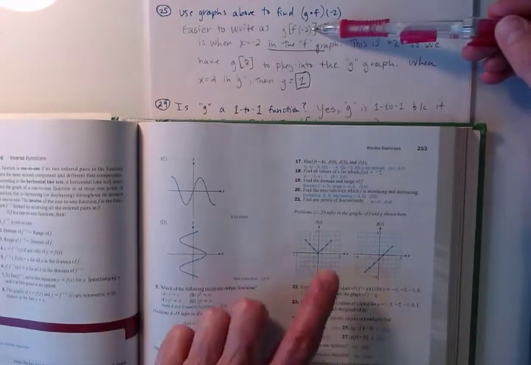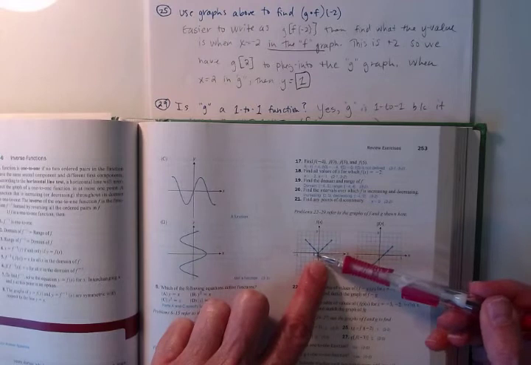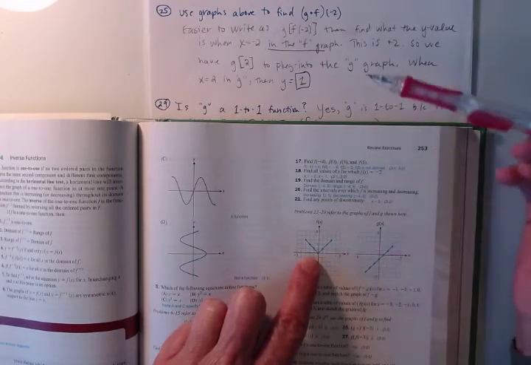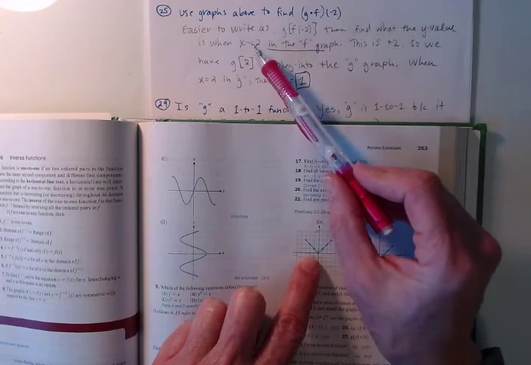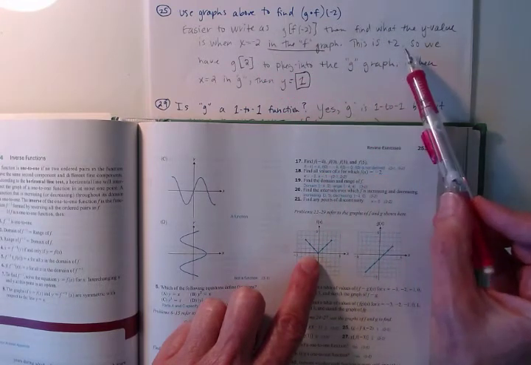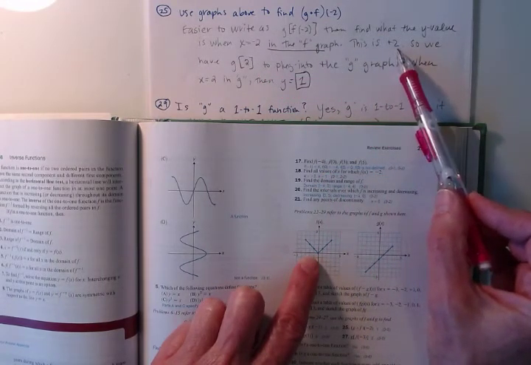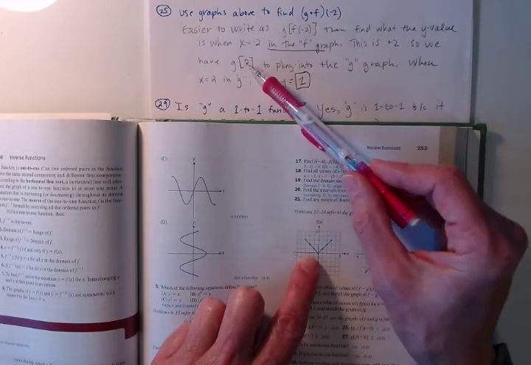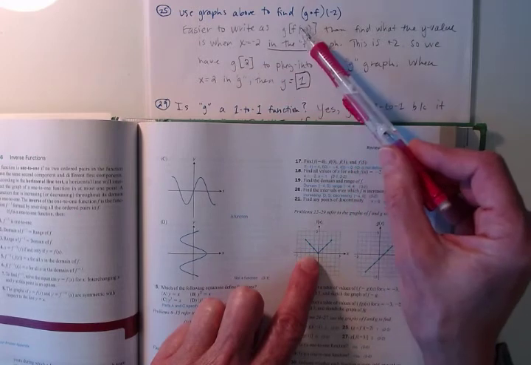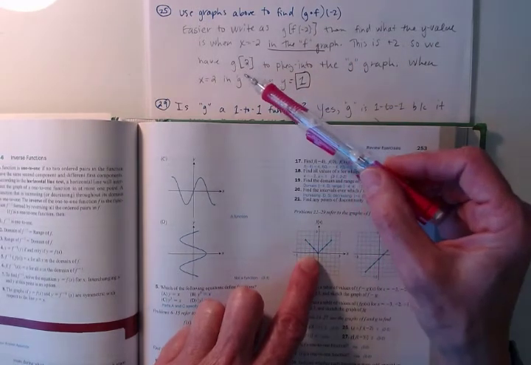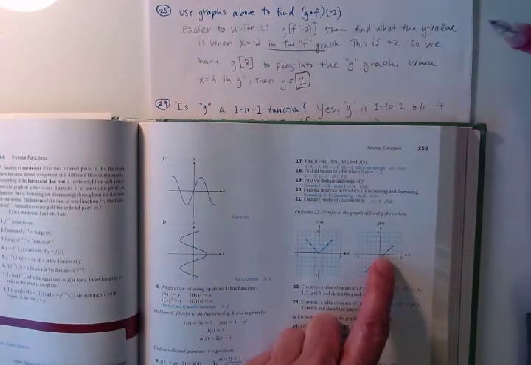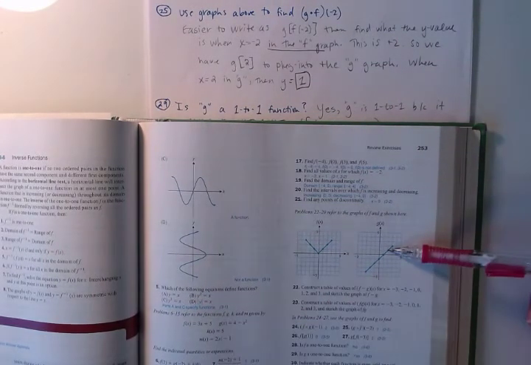So f of negative 2, I go to my f graph and I work backwards to negative 2, and that output is positive 2. So since when x is negative 2 in the f graph, I get a y value of positive 2, I plug that in here. So now I don't have g of this, now I have g of 2. That was my result from this. Then I plug that into the g graph. Where x is 2, my output is 1.